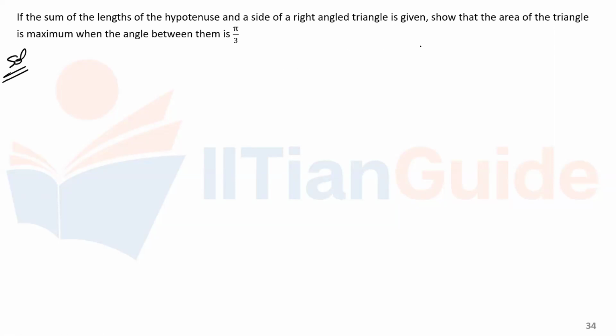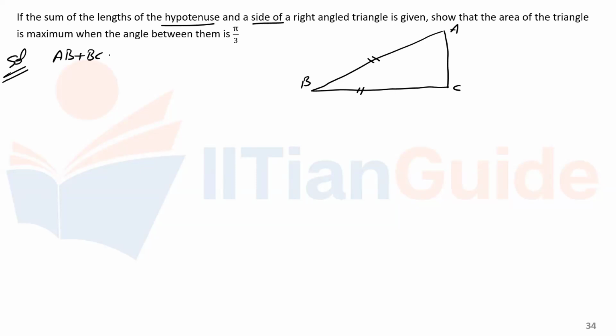Okay, just wait a minute. I'm explaining the question. Sometimes people find it difficult to understand the question. Sum of the length of the hypotenuse and a side. I'm taking one side A. This is B. This is C. Hypotenuse and side of the right angle triangle. Sum of this side AB and this other side is constant. Sum of the length of the hypotenuse and one side. Okay. The sum is constant. So I'm writing AB plus BC is equal to constant, that he has said.